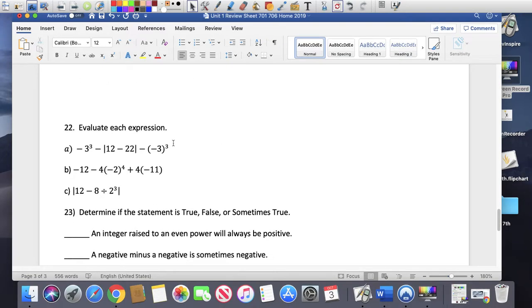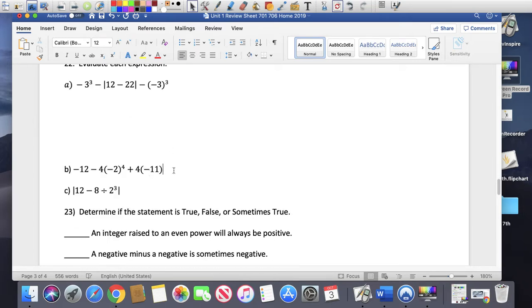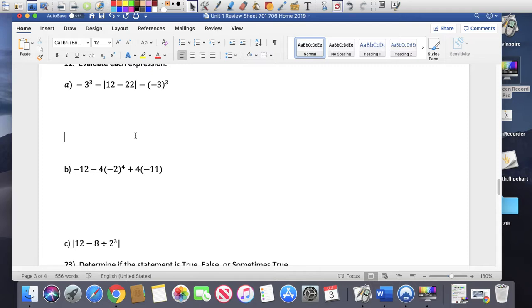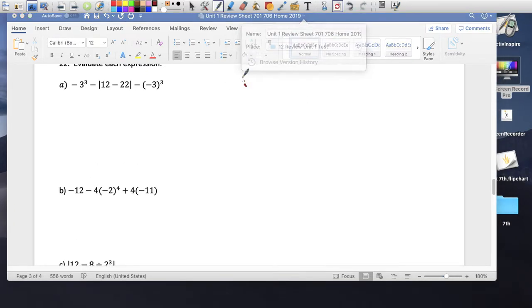Evaluate each expression. Okay, I can do this. So letter A, be careful that over here it's the 3 that's being raised to the third power, not the minus 3. So I'm just going to put the minus sign right there. And now I'm going to go 3 to the third power, which is 27. 3 times 3 times 3.